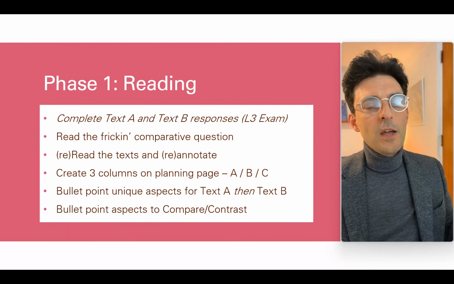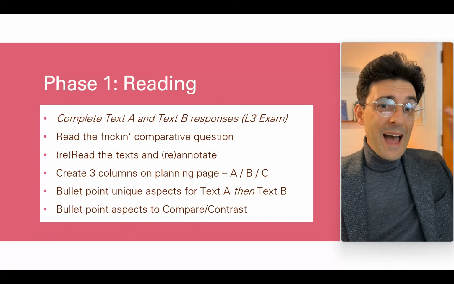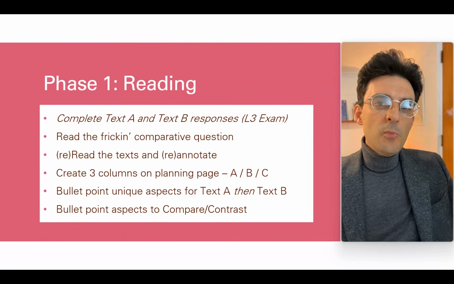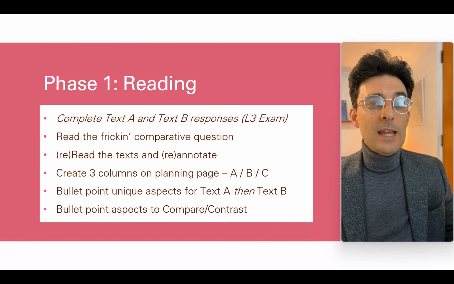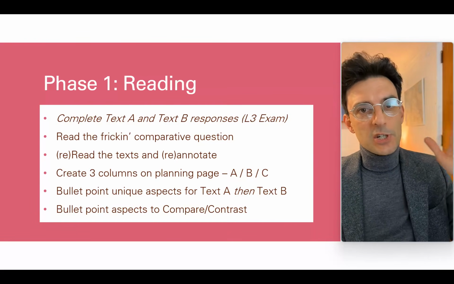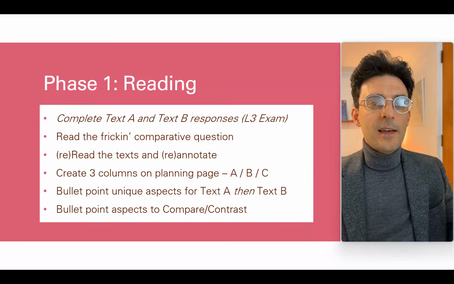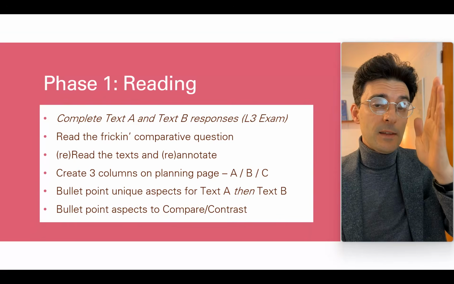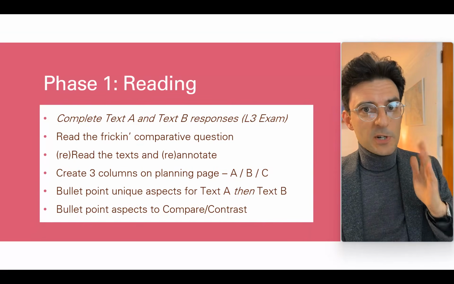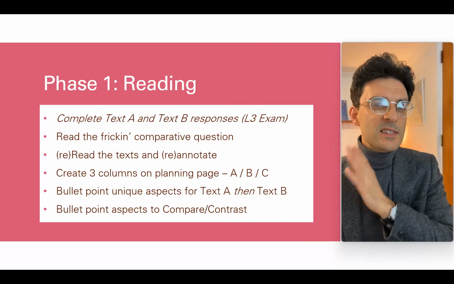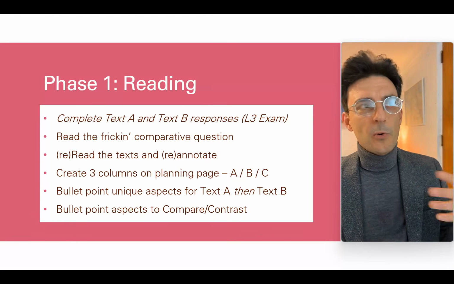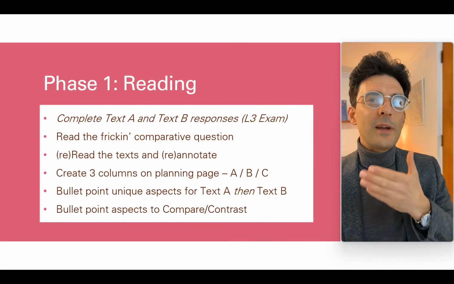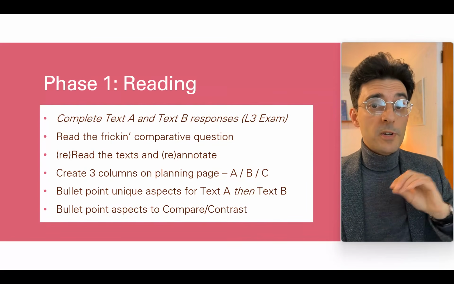Why? Well, for A, let's assume you're using columns, in the A column I want you to bullet point anything unique to text A in relation to the question. Then in column B, anything unique to text B in relation to the question, of course. And then C stands for comparison, or compare and contrast, however you want to think about it. And this is where you're going to bullet point anything that you've picked up that both texts are doing.